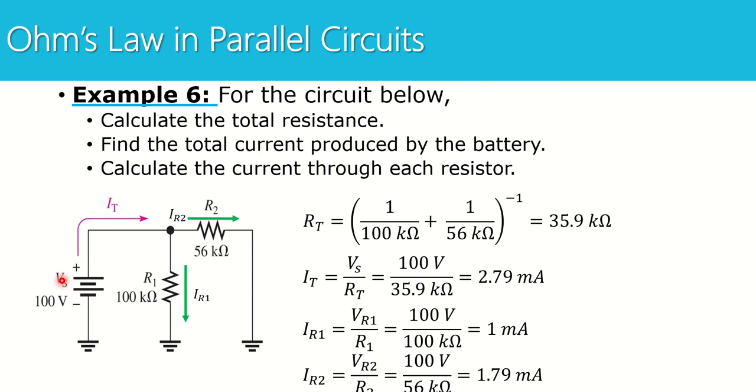And now we have the total resistance, the total current, and the current through each resistor for this question. Don't forget to use KCL to check your work. I can see that the total current was 2.79 milliamps, and the current for these two branches, if I add them up, I get exactly what I started out with.